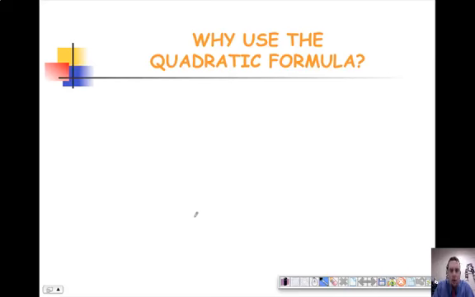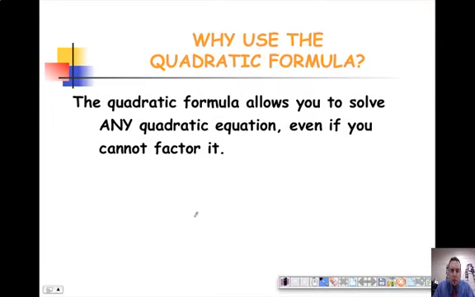Alright, why use the quadratic formula? The quadratic formula allows you to solve any quadratic equation even if you can't factor it. So any quadratic I throw at you, you can use this formula. I don't care if you're missing b or c or whatever it is, you can always use the formula, which is nice.